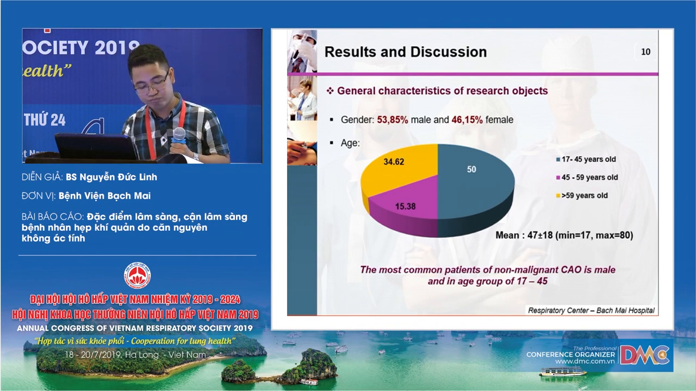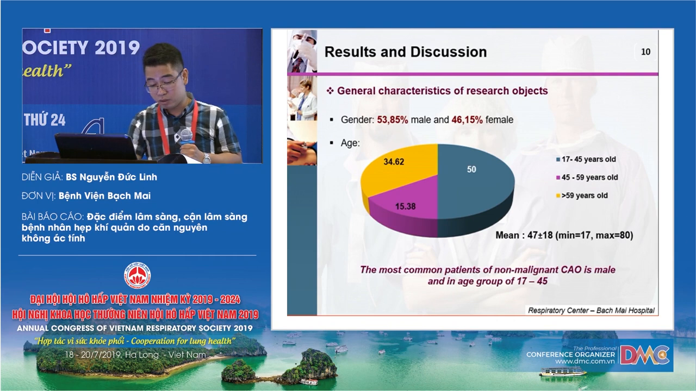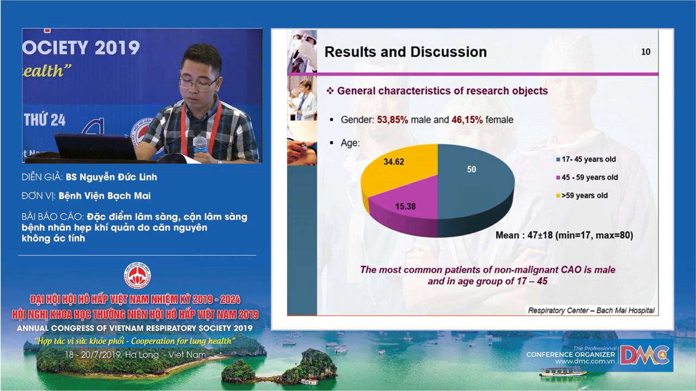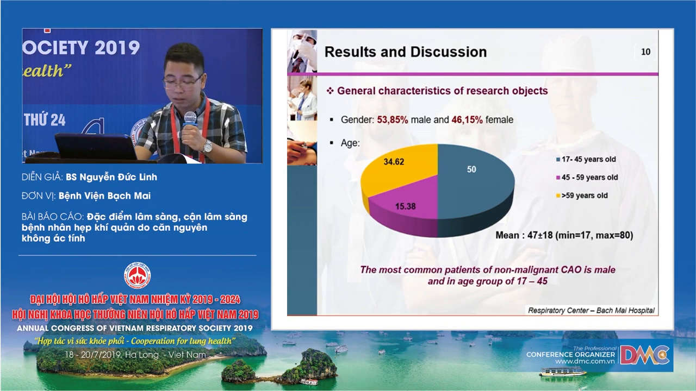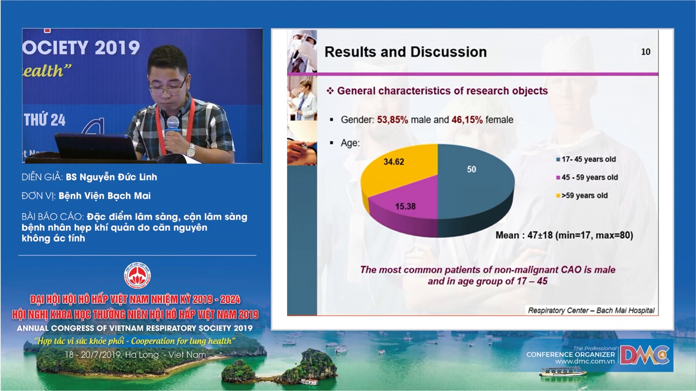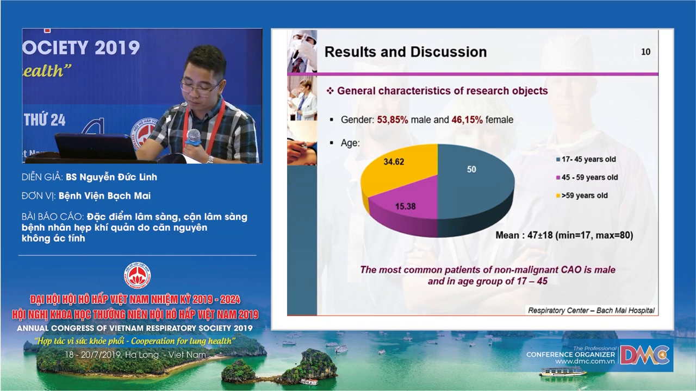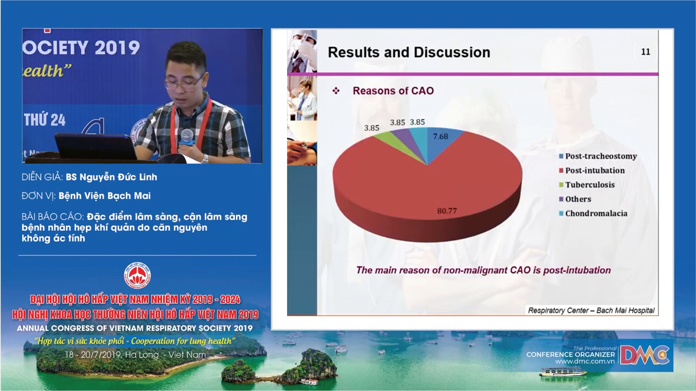And I would like to move on to introduce the first results of our study. Firstly, the subjects who get non-malignant CAO. Non-malignant CAO occurs in men more than women, and mainly in the 17 to 45 age group, about 50%. The result agrees with some previous studies in Vietnam.